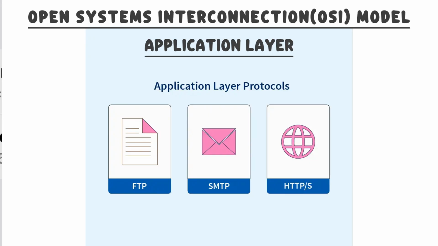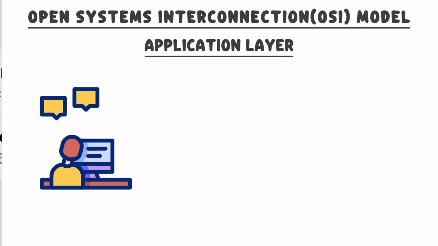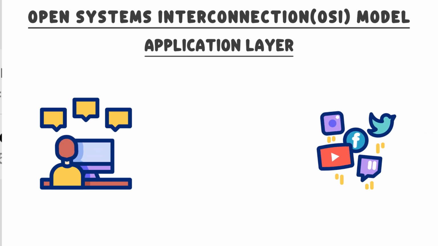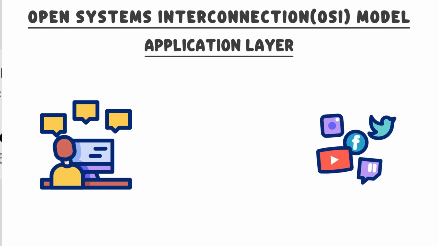That is what the application layer does. They help with the application we use. So as users, this is the layer we interact with. From web browsing to emailing to live streaming, this is the layer where we live as end users.